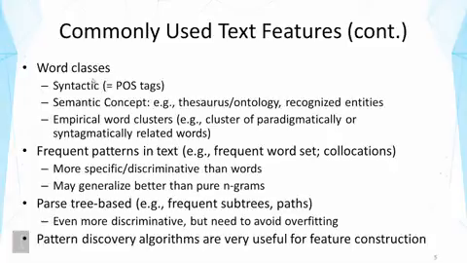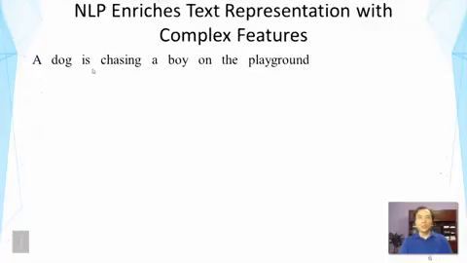And the same is true for parse tree-based features, where you can use a parse tree to derive features such as frequent subtrees or paths, and those are even more discriminative, but they also are more likely to cause overfitting. In general, pattern discovery algorithms are very useful for feature construction because they allow us to search in a larger space of possible features that are more complex than words that are sometimes useful. So in general, natural language processing is very important to derive complex features, and they can enrich text representation.